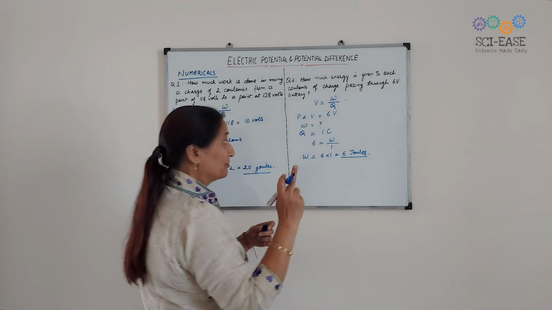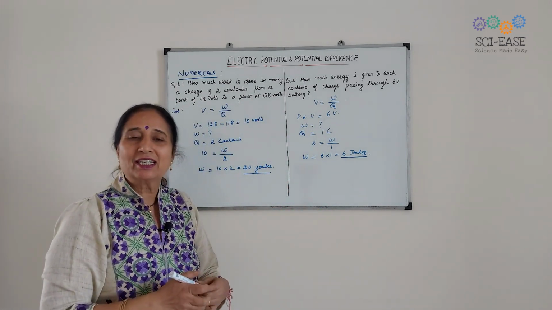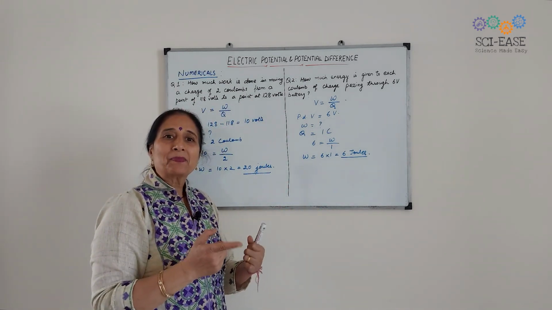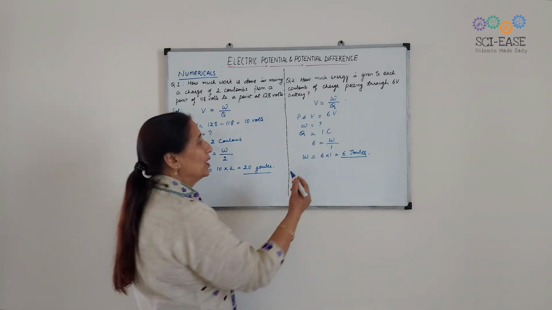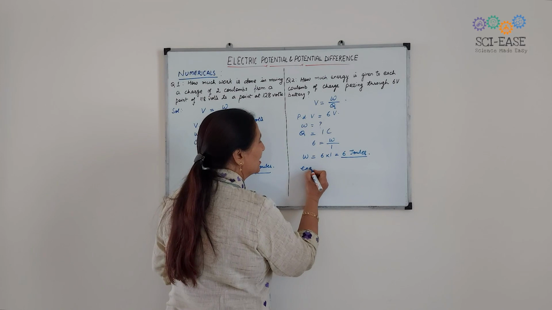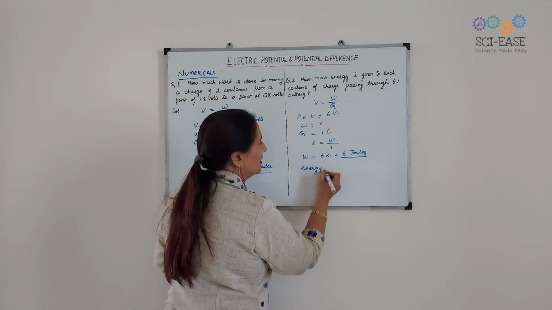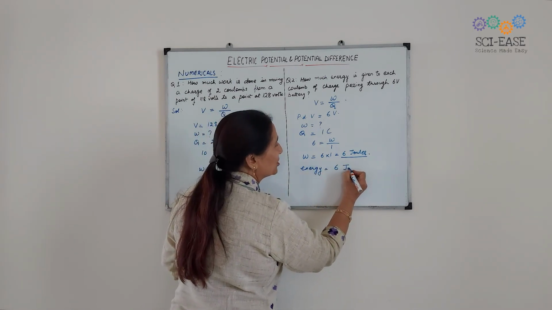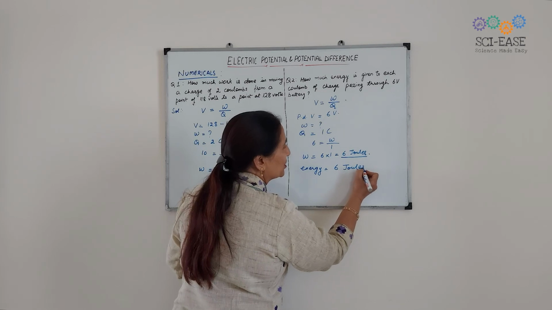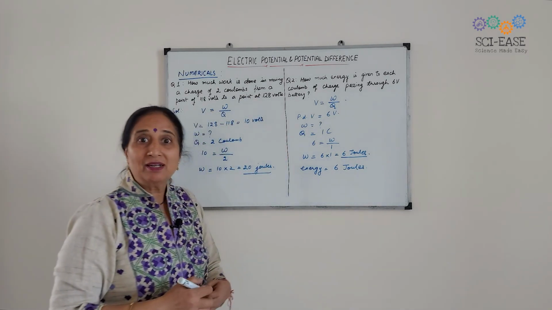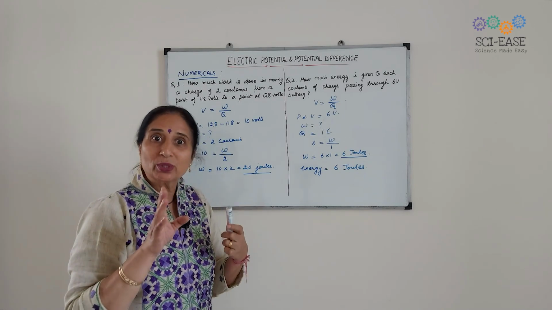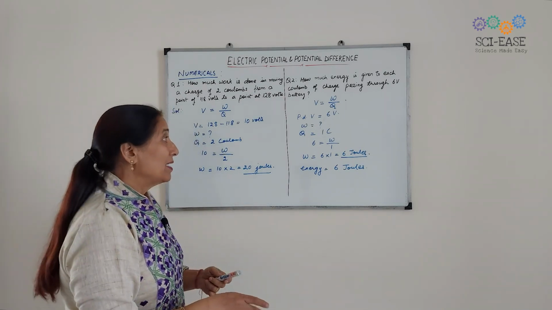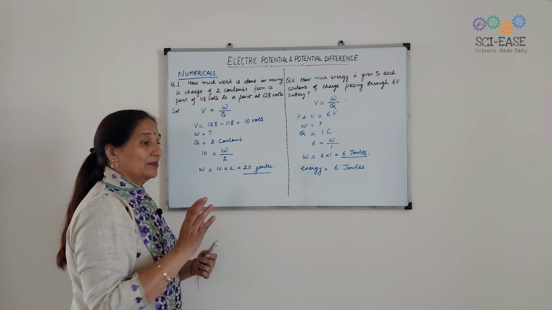I have told you that the work done is equal to the energy. So the energy here is again 6 joules. So it is a very simple numerical, but you should know the expression, and you should know the units also.